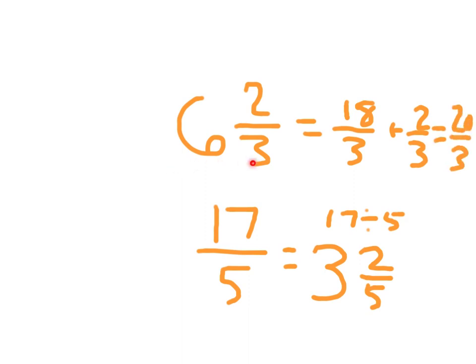What is it that we're doing on this top line? We're converting a what to a what? Right, mixed number to an improper fraction. And this is an improper fraction to that mixed number, showing you the relationship in between the two.